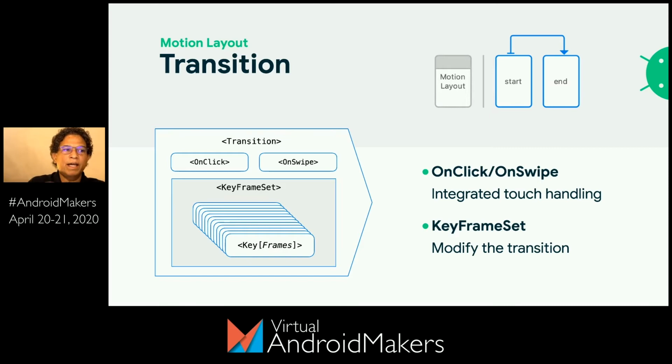Transitions, on the other hand, have three things. You can have an on-click, which is when you click on a button and how it should transition. On swipe, if you want to have swiping control between things. And you can have keyframes, which are the modifiers that allow you to change the path of things.